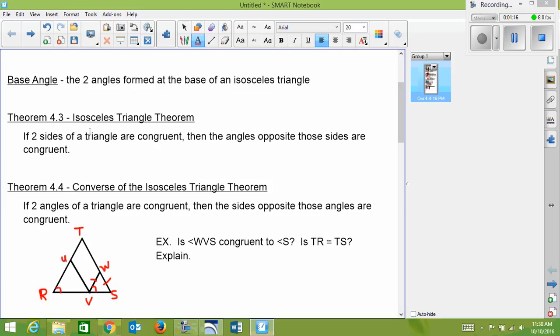So this one said if the sides are congruent, then the angles opposite the sides are congruent. This one says if the angles are congruent, then the sides opposite would be congruent. So they're the opposite of each other. That's why this is called the converse of that one.